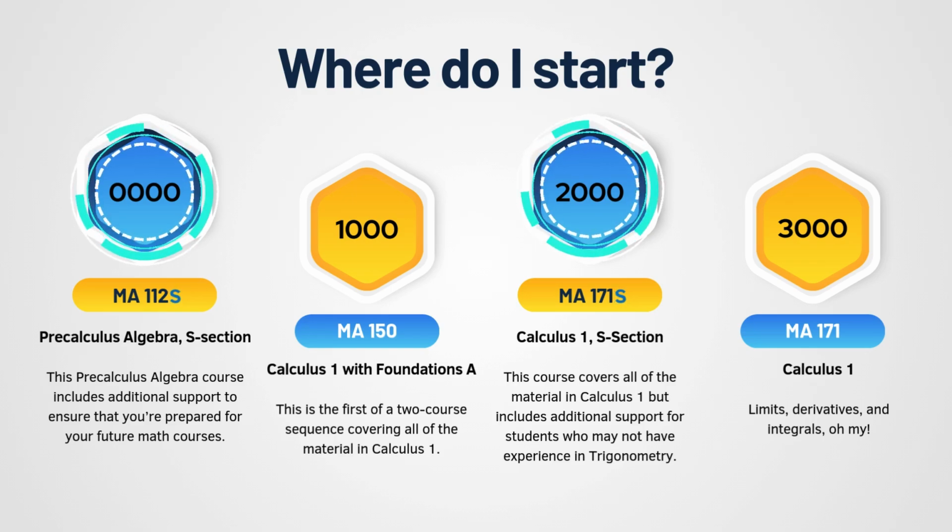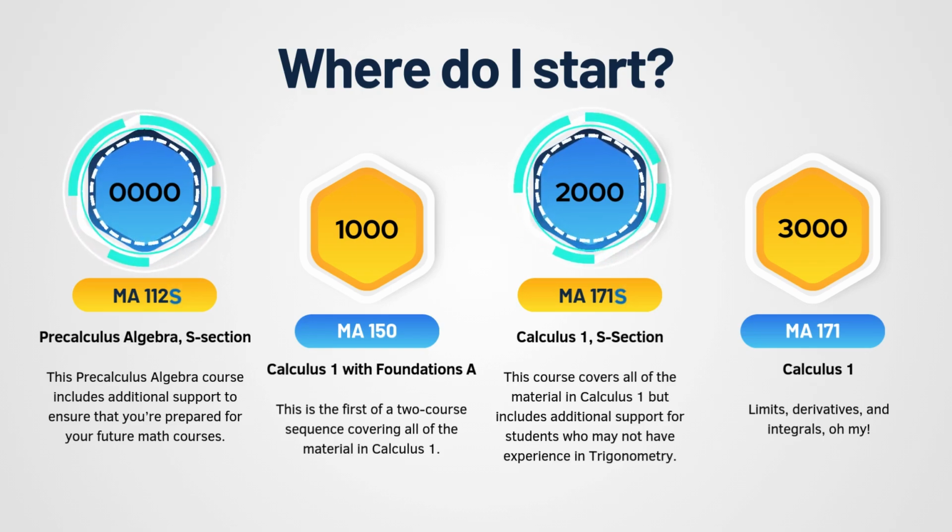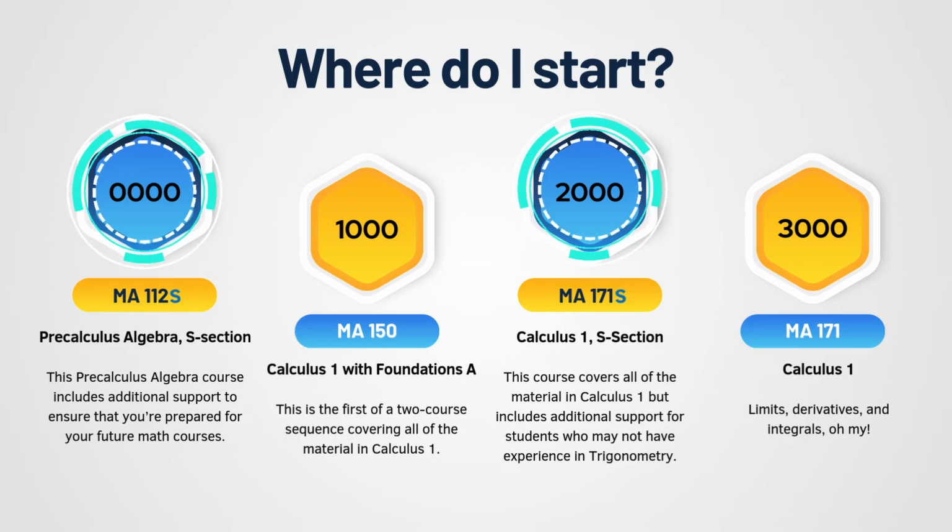Please note that if you are in placement level 0 or 2000, you must take the S section version of your course. If you're placed in level 0, you will not be able to register for MA 112 without the S. And if you're placed in level 2000, you will not be able to register for MA 171 without the S.